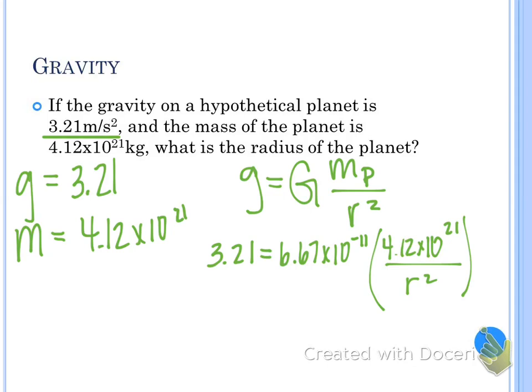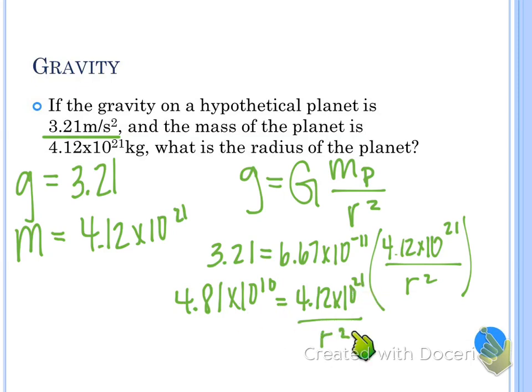All right, so mathematically I would move this to the other side first. And that would leave me with 4.81 times 10 to the 10th equals 4.12 times 10 to the 21st over r squared. And what do I do when I have a situation that looks like this and my variable's on the bottom? I'm going to switch these two places.